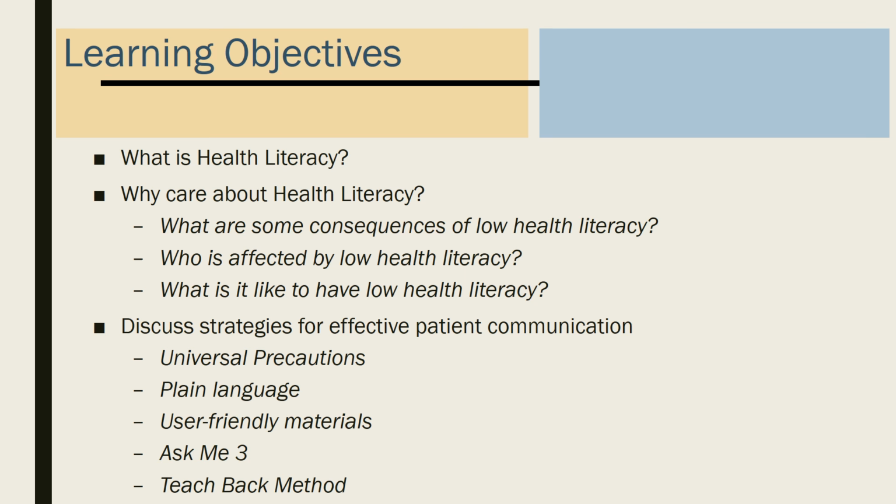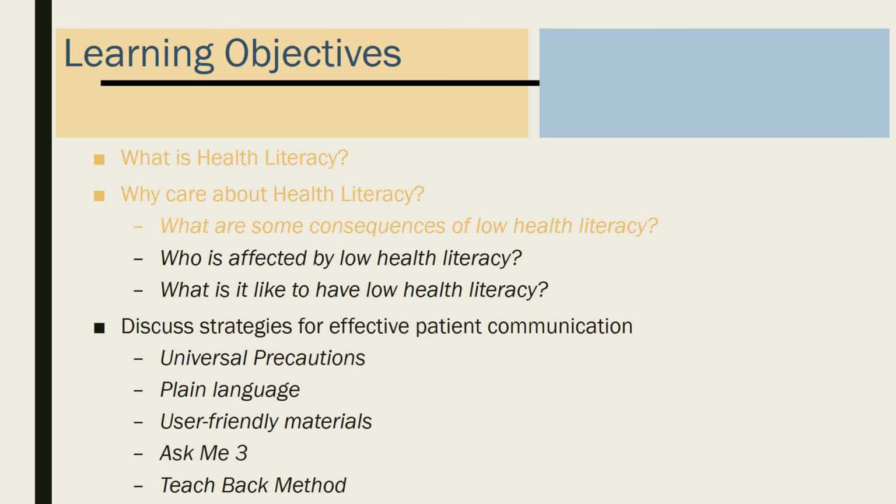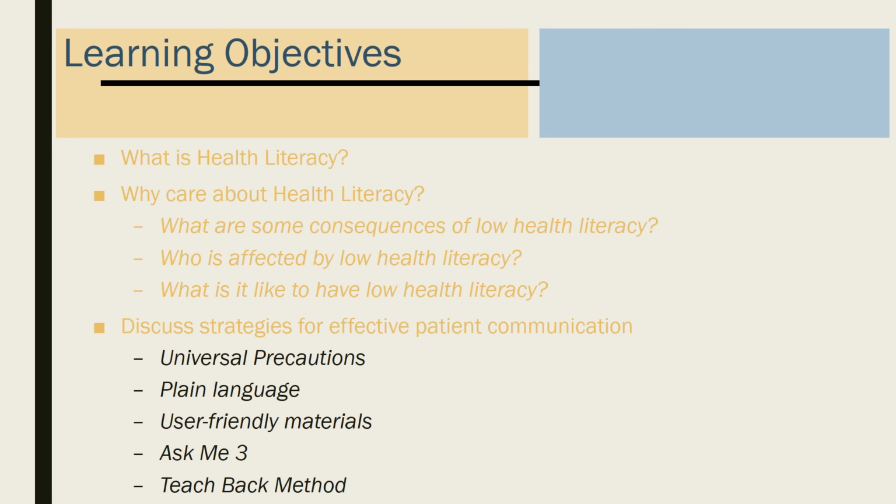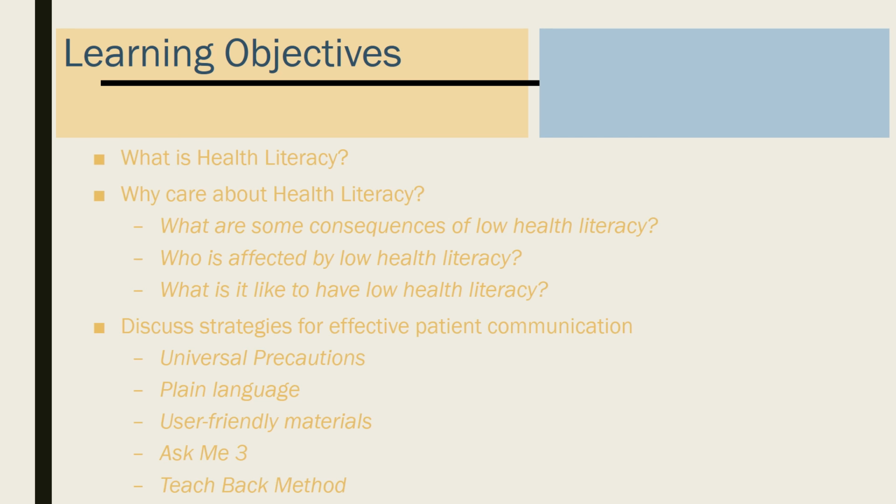Over the course of the last few lectures, we've talked about the definition of health literacy, why we should care, some consequences of low health literacy, who is affected, and what is it like to have low health literacy. And we've discussed strategies for effective patient communication, including the universal precautions approach, plain language, user-friendly materials, the Ask Me 3 campaign, and the teach-back method. I hope you found some of this information helpful, and thanks so much for listening.